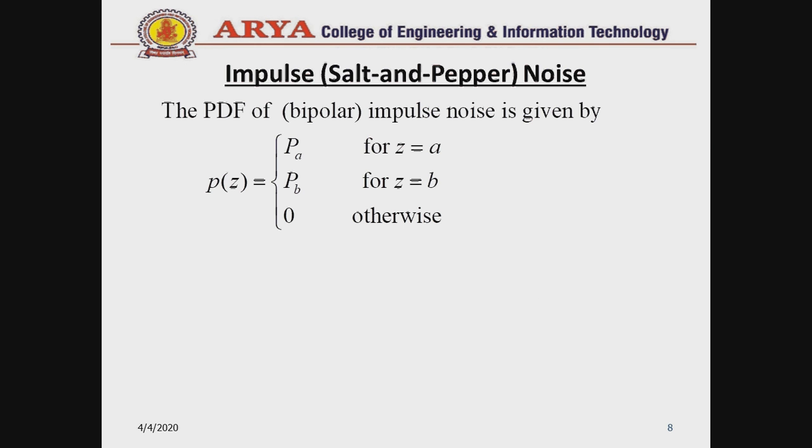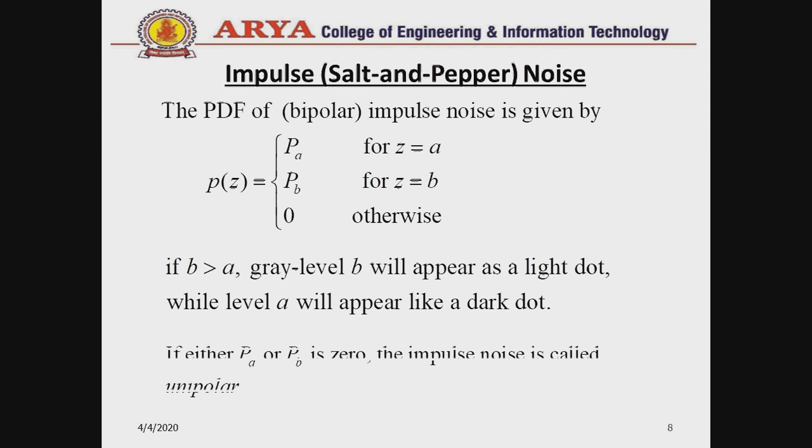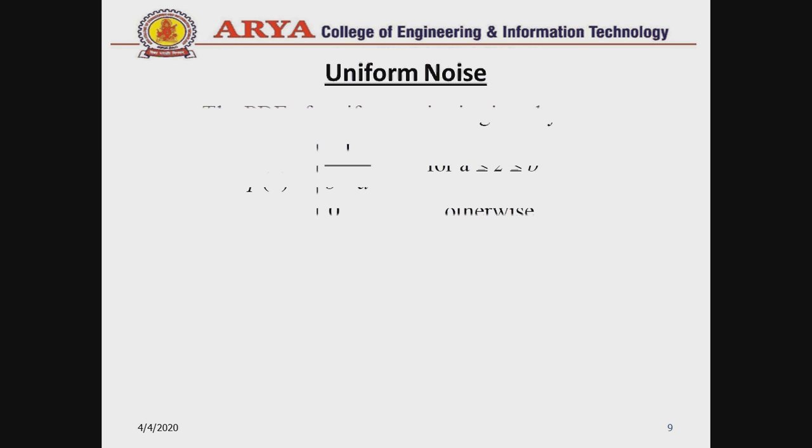It is a bipolar noise. We have two probabilities, Pa and Pb, when the event z equals a and z equals b. Otherwise it is 0, meaning the impulse is present in either the positive or negative spectrum of the waveform, but not present when there is no impulse. It is a highly random event. It is available in a gray scale image as light spots and dark spots, meaning at the high energy level or low energy level, as we discussed earlier.